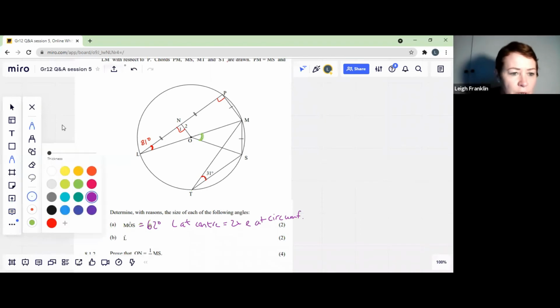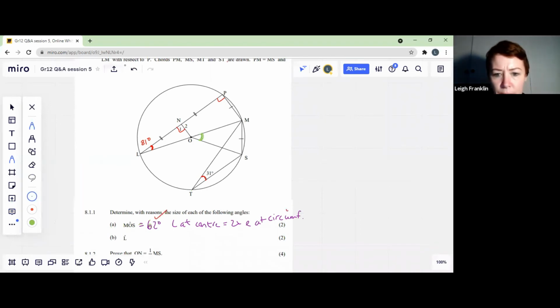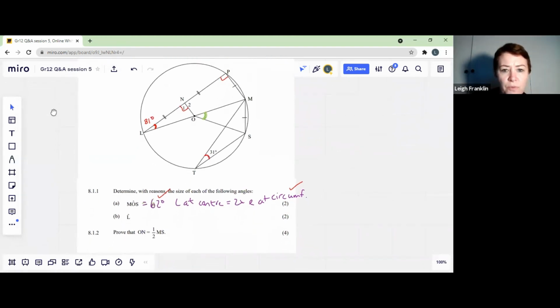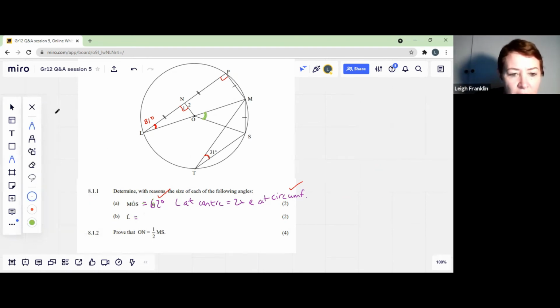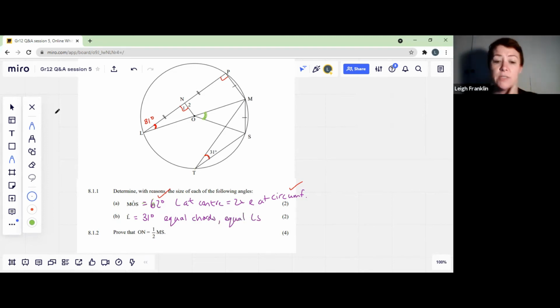All right, so here, matrix: statement, reason. And that was fairly easy. Good. Let's just move that up a bit. Okay, now they want angle L. Well, we actually already figured that out, haven't we? We've already figured out that L was equal to 31. So that makes life a bit easier for us as well. So let's go ahead and pop that in. We've discovered that L was equal to 31, and we said equal chords. In fact, you can just write equal chords, equal angles, just like that. And again, 1 mark for the statement and another mark for the reason.